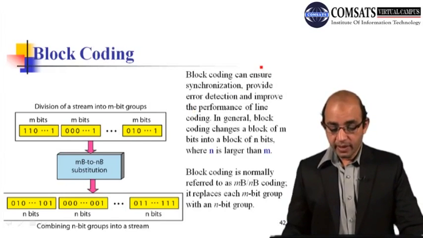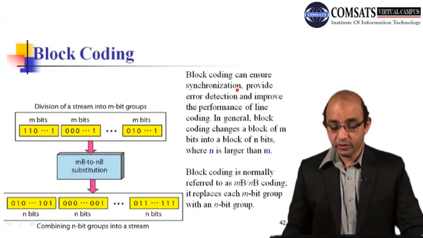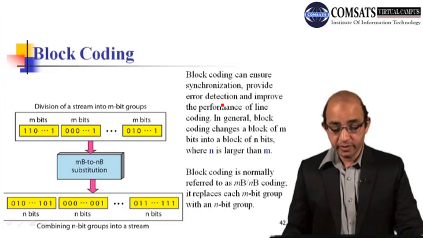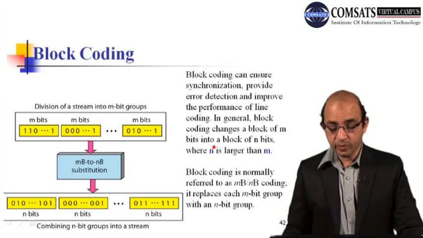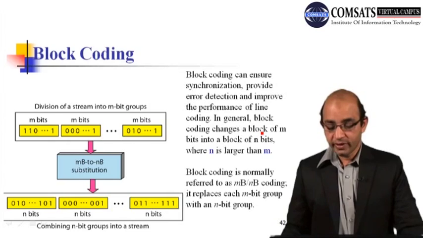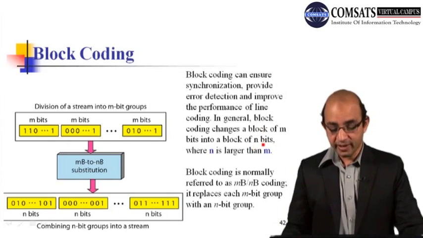They ensure synchronization, and we can detect errors, right? And as a result, the performance is improved, right? Block coding changes a block of m bits into a block of n bits, where n is larger than m. So of course, because we are going to add some redundant bits, it is for sure that n bits will be larger than m. Referred to as mB/nB, where n is larger than m.